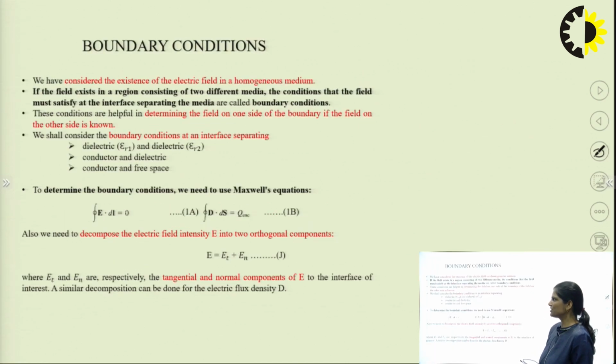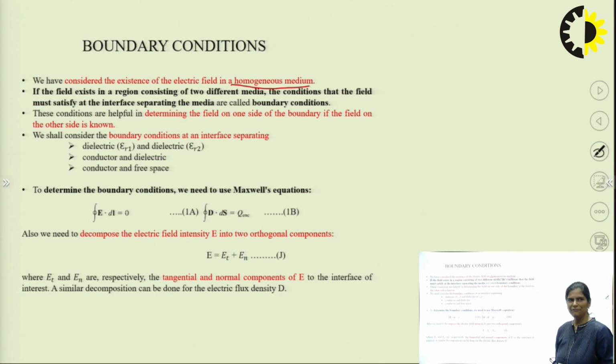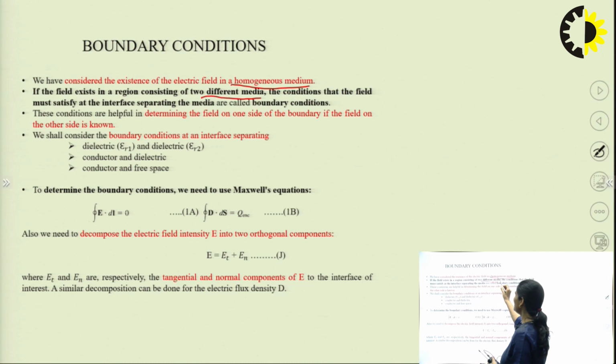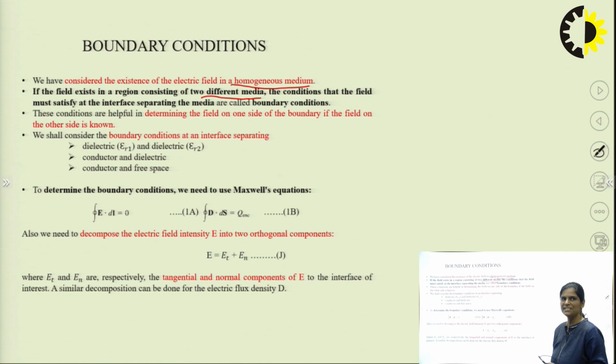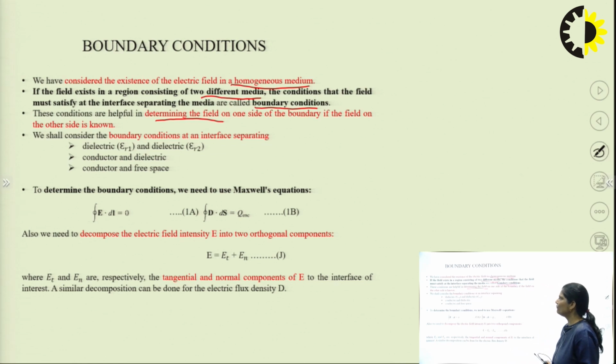Now the boundary conditions. We have to consider the existence of an electric field in a homogeneous medium. If a field exists in a region consisting of two media, then you have to apply boundary conditions at the setup where there is a medium in between two points. These boundary conditions are helpful in determining the field on one side of the boundary if the field on the other side of the boundary is known.